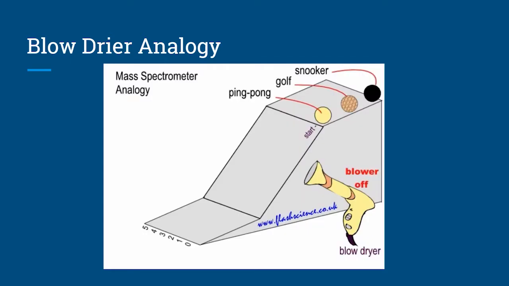Now for the blow dryer analogy. Here is a simple analogy of a blow dryer pushing a ping pong ball, a golf ball, and a pool table ball, which in here is called a snooker ball, to represent how the spectrometer identifies the atoms and molecules by mass.